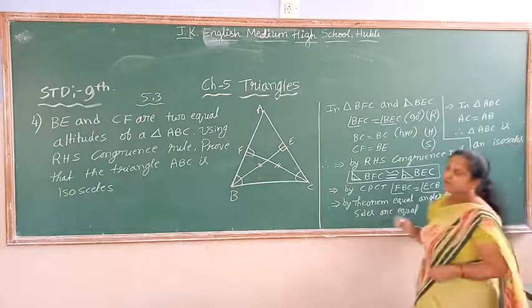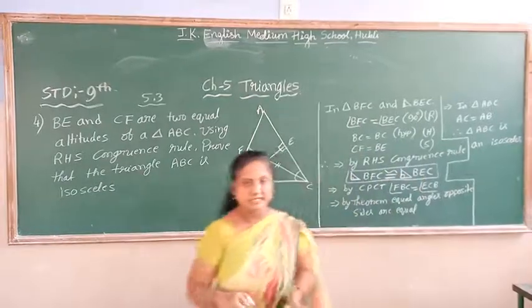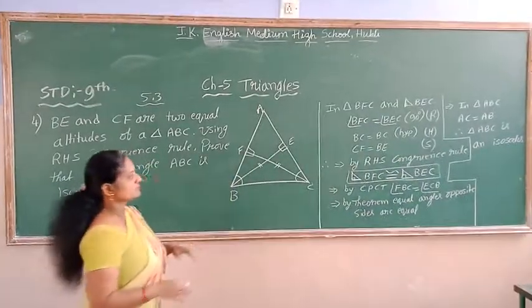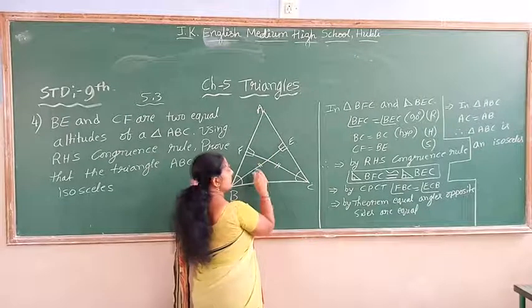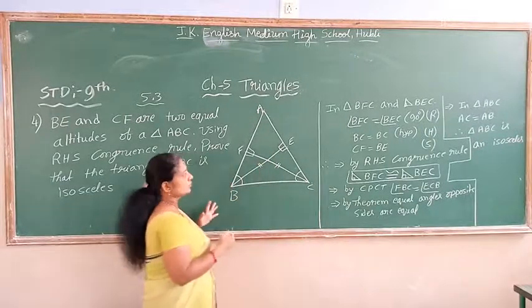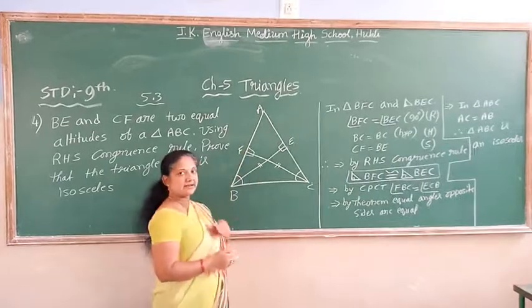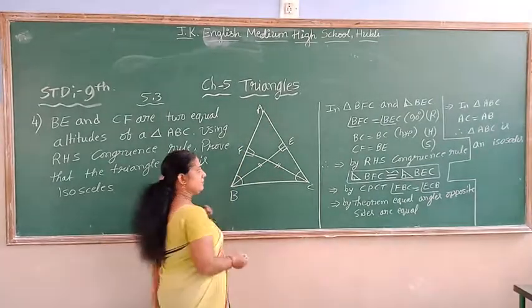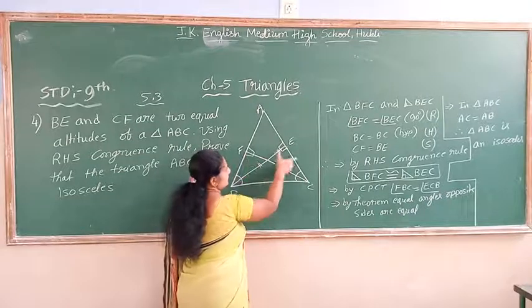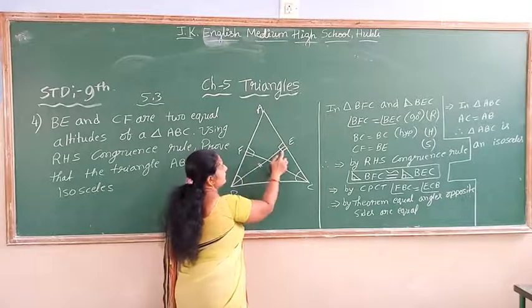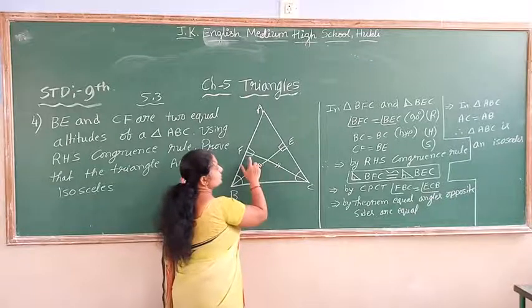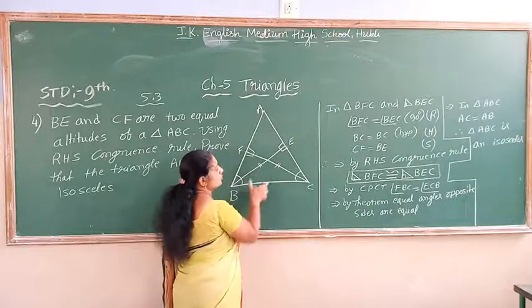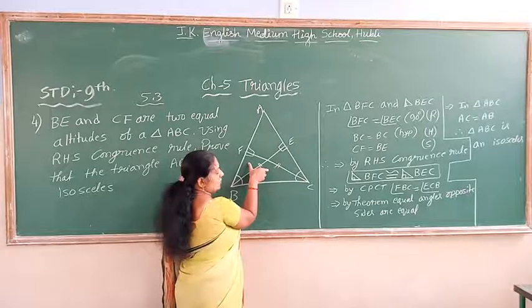Okay children, now write down. All of you listen here. They told us to prove it. They have given that these two are altitudes, meaning 90 degrees, and these two altitudes are equal. And they told us to prove that ABC triangle is an isosceles triangle. I consider this triangle: right angle, hypotenuse is the same for both triangles and one side. So by using the RHS, right angle, hypotenuse, side congruence rule, these two triangles are congruent.